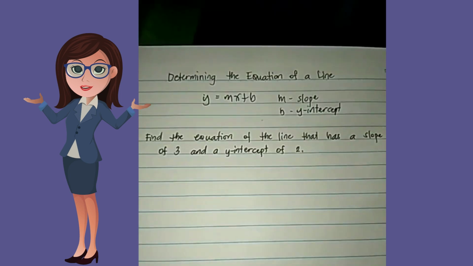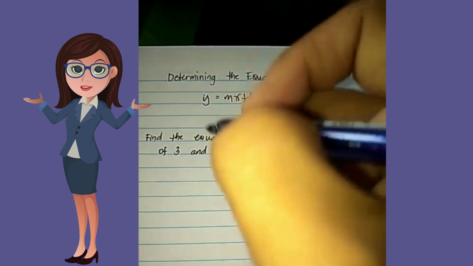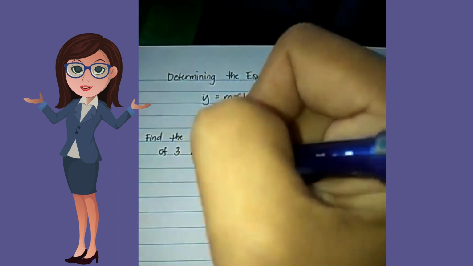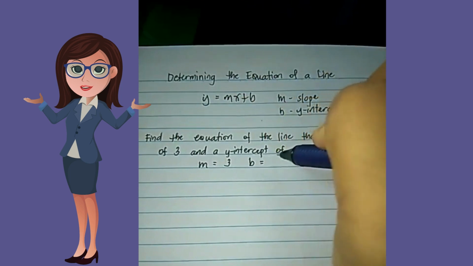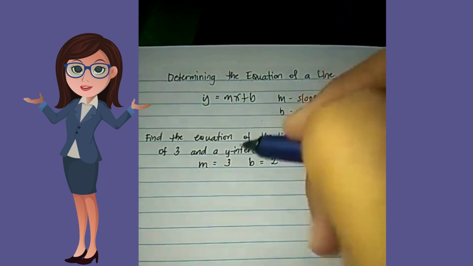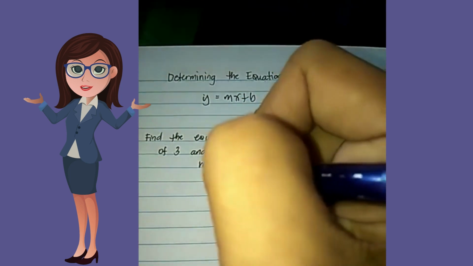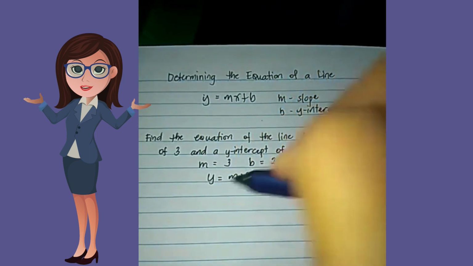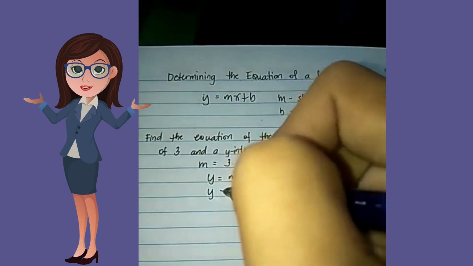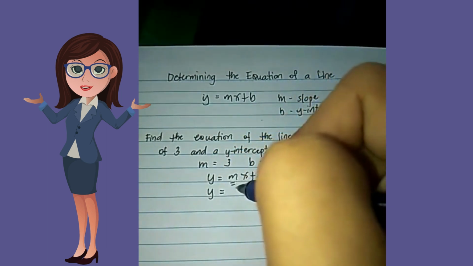Based on the problem, we are asked to find the equation of the line that has a slope of 3 and a y-intercept of 2. So based on the problem, we have here the slope m, which is 3, and the y-intercept, which is 2. So using the slope-intercept form, y is equal to mx plus b, just copy y equals, our slope here is 3.